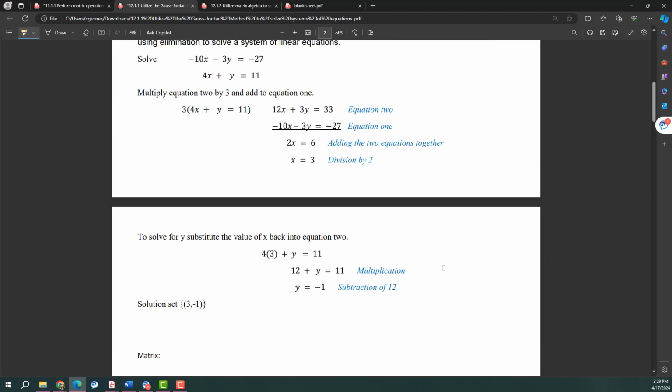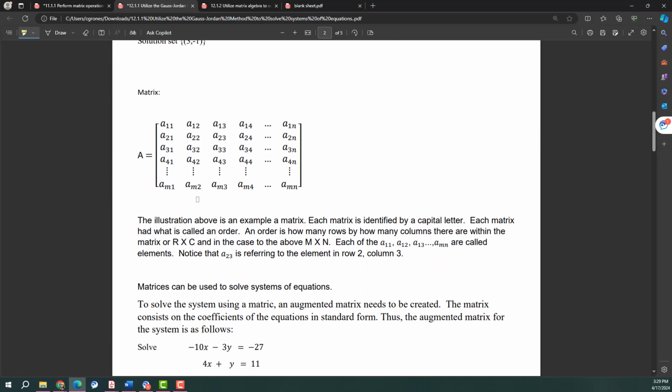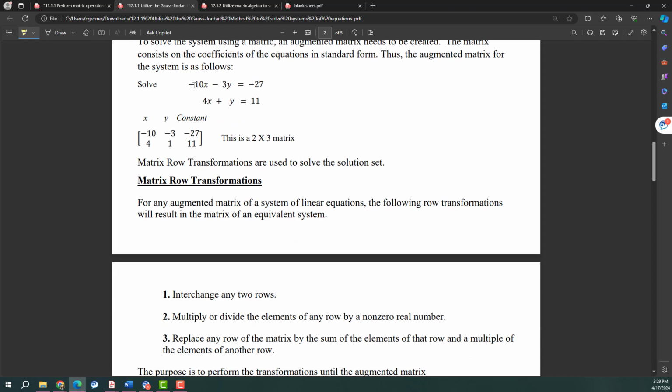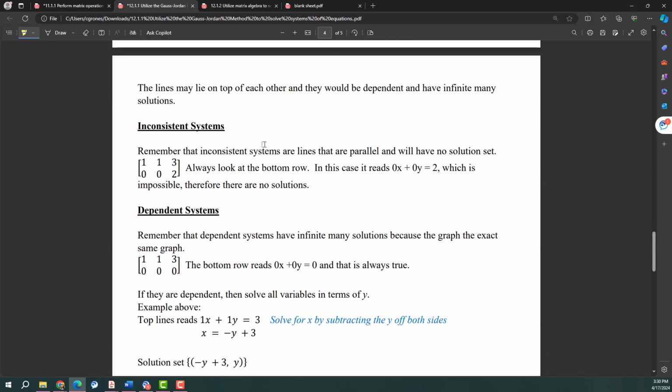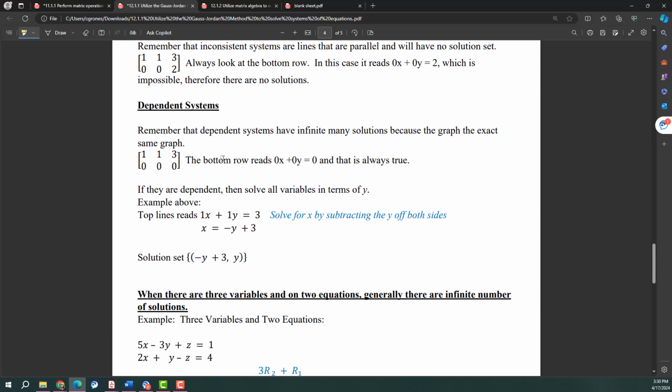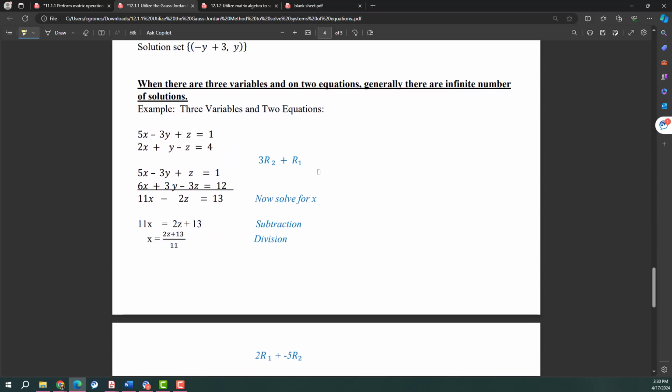So we can do this an easier way by using a matrix or matrices. So here's an example. It gives us the same problem that we just had up there, and then it shows you how you can put it into a matrix and solve for x and y that way. And then this talks about like inconsistent systems, systems that are dependent. So if x equals y or y equals x or something like that. 3 variables.